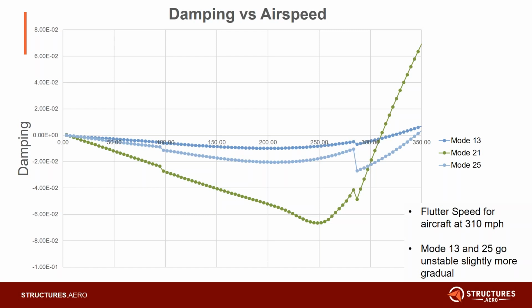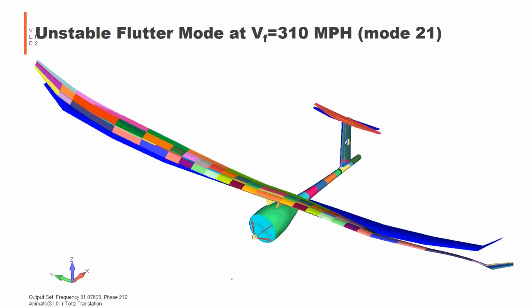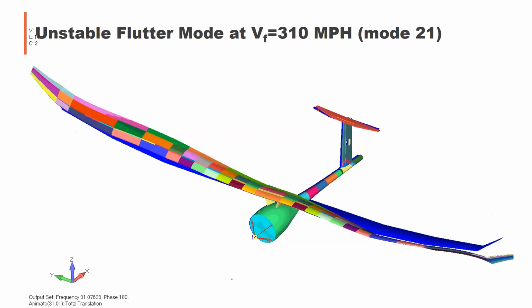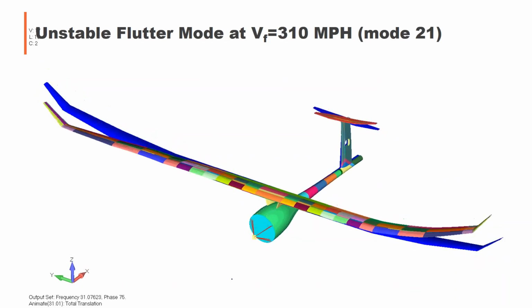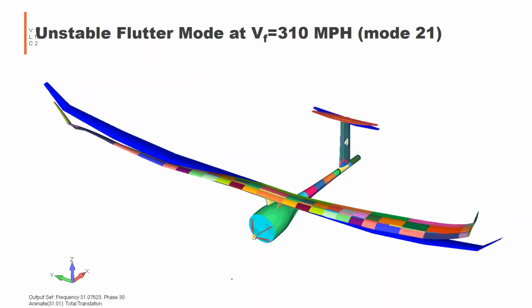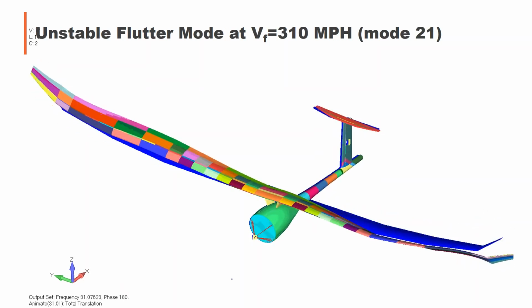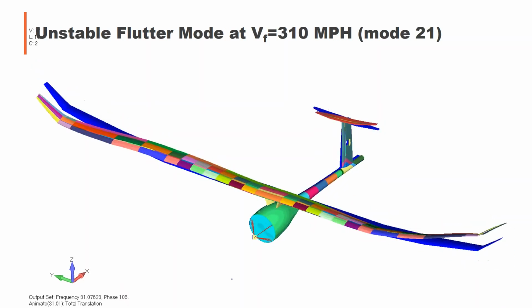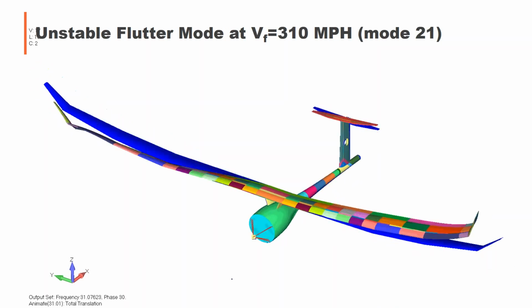Now, going more specifically, let's take a look at what that flutter mode looks like. This is kind of a crazy flutter mode, and I'll go into Femap in a second, but let's just take a look at what's going on. So you can see we have an anti-symmetric bending mode, first bending mode, coupling with it looks like some torsional behavior in the wing, and then there's also some bending that's being contributed at the tail.